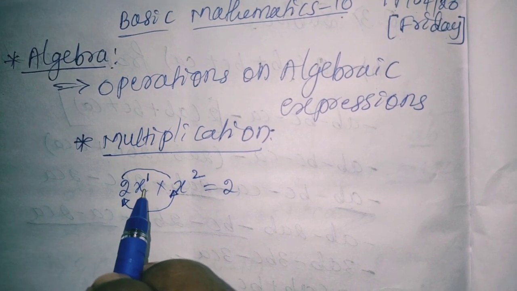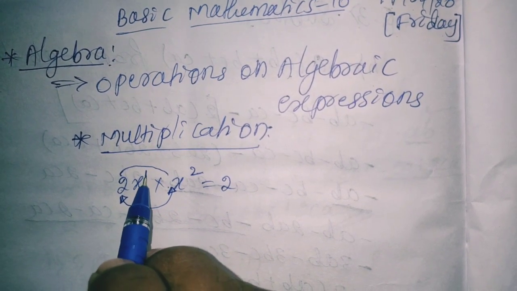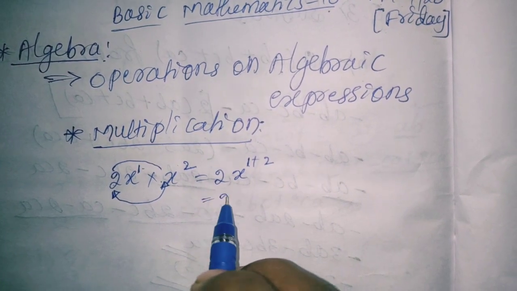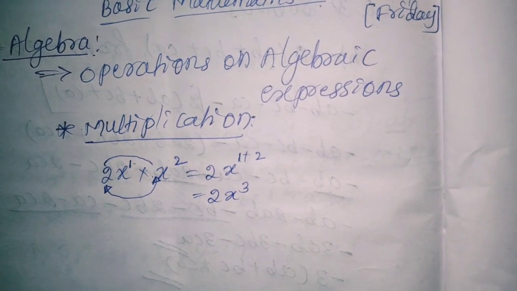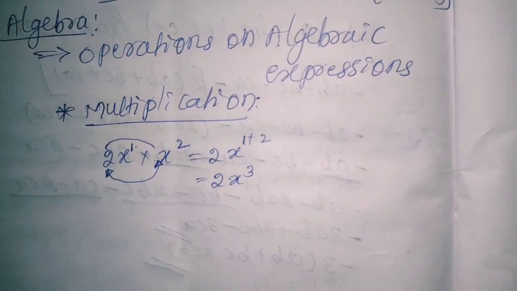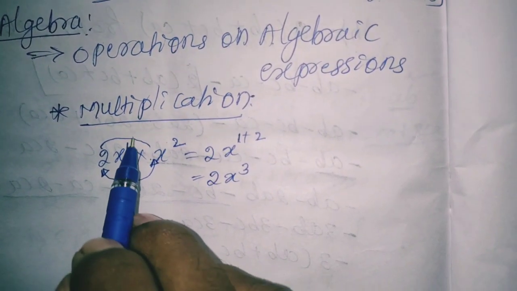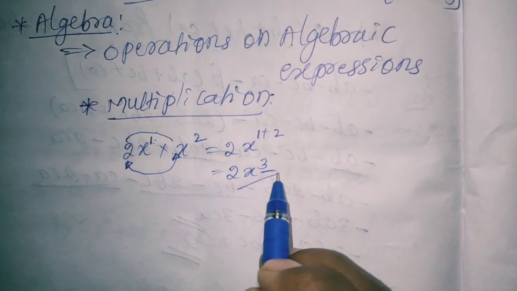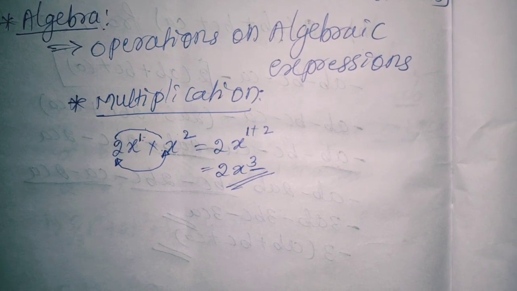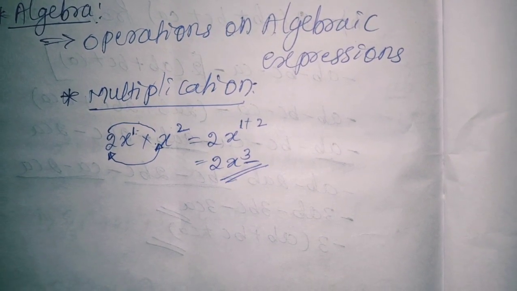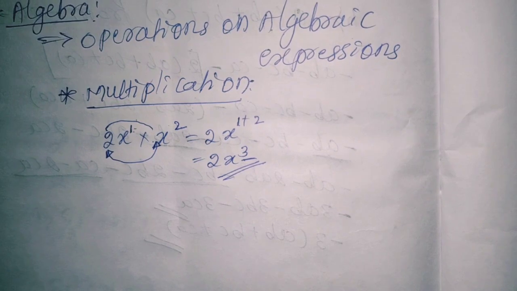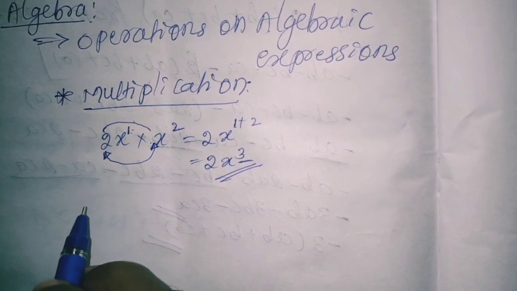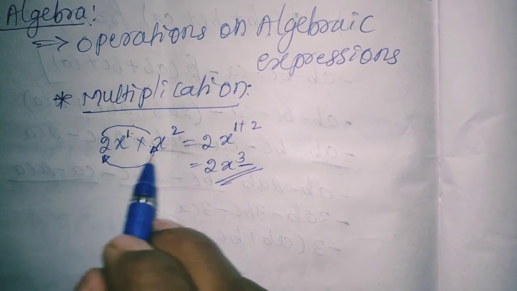So I told you, laws of exponents. Here we need to add 1 plus 2, x raised to 1 plus 2. 1 plus 2, here you will get 3. That means 2x cube, this is the answer, 2x cube. Okay, this is a simple one. I told you that you should know the laws of exponents. Now I will explain the step by step methods.